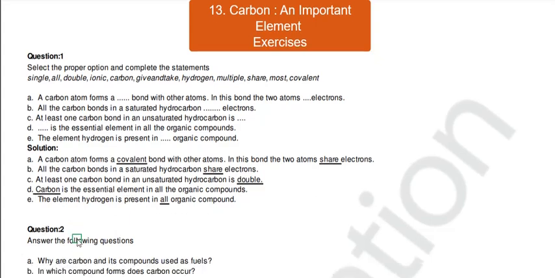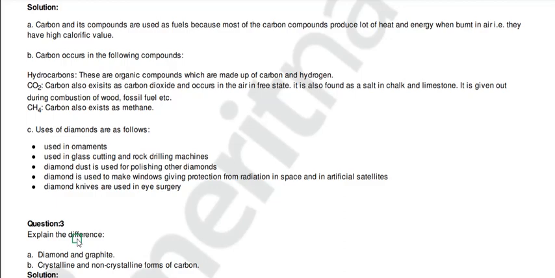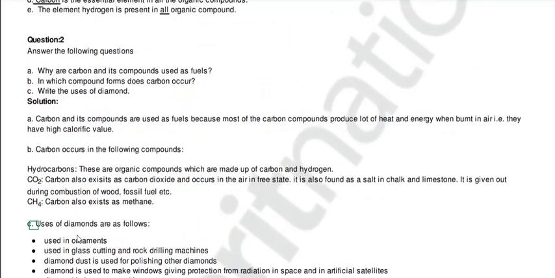Question 2. Answer the following questions. A. Why are carbon and its compounds used as fuels? B. In which compound forms does carbon occur? C. Write the uses of diamond. Solution. A. Carbon and its compounds are used as fuels because most of the carbon compounds produce a lot of heat and energy when burnt in air, i.e. they have high calorific value.